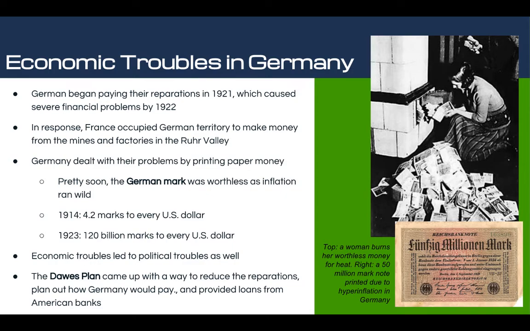In 1914, when World War I started, it took 4.2 marks to make 1 US dollar. So basically a mark was about equal to a quarter. By 1923, it took 120 billion marks to every US dollar. And by the end of that year, it was something like 1 trillion. So it basically was simply worthless. In fact, in this image, you can see a woman burning her worthless money for heat because it just simply won't buy anything. The note that you see at the bottom there is a 50 million mark note. But as we know, by the end of 1923, that would not even be worth $1.